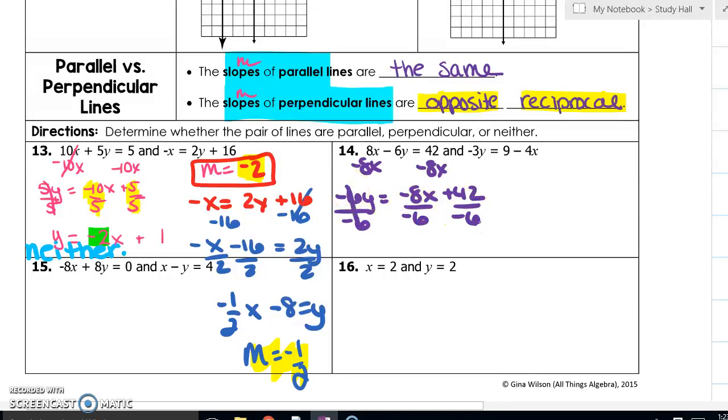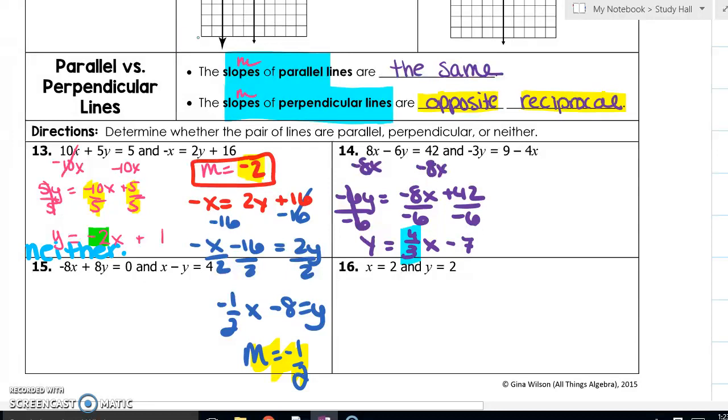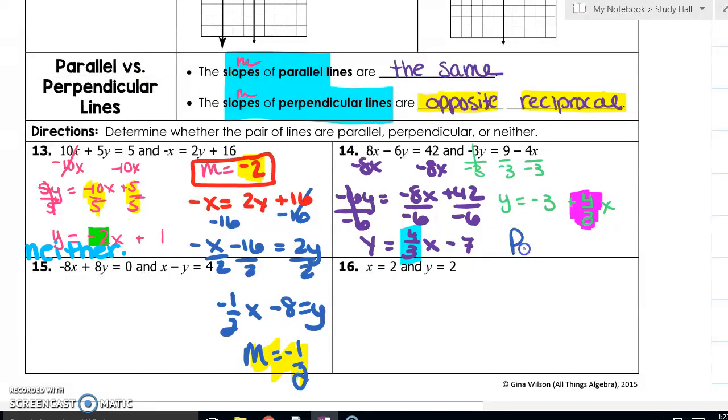Okay, so that line would be negative 8x over negative 6 would be y equals 4/3 x minus 7, with our slope being 4/3. And then in the other one, all you have to do is divide by negative 3, and that gives us y equals negative 3 plus 4/3 x, because the negative over the negative turns to a positive. We can write that in slope-intercept form, but we do know that 4/3 is our slope, and they have the same slope, so they're parallel.